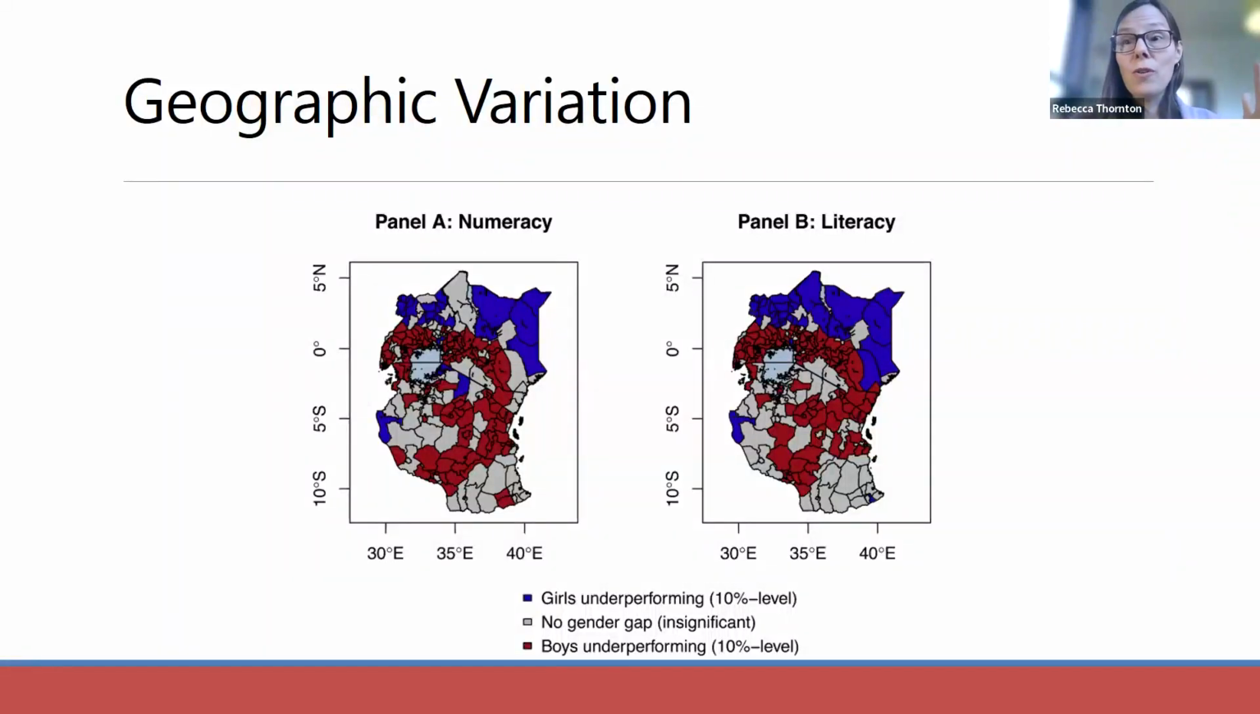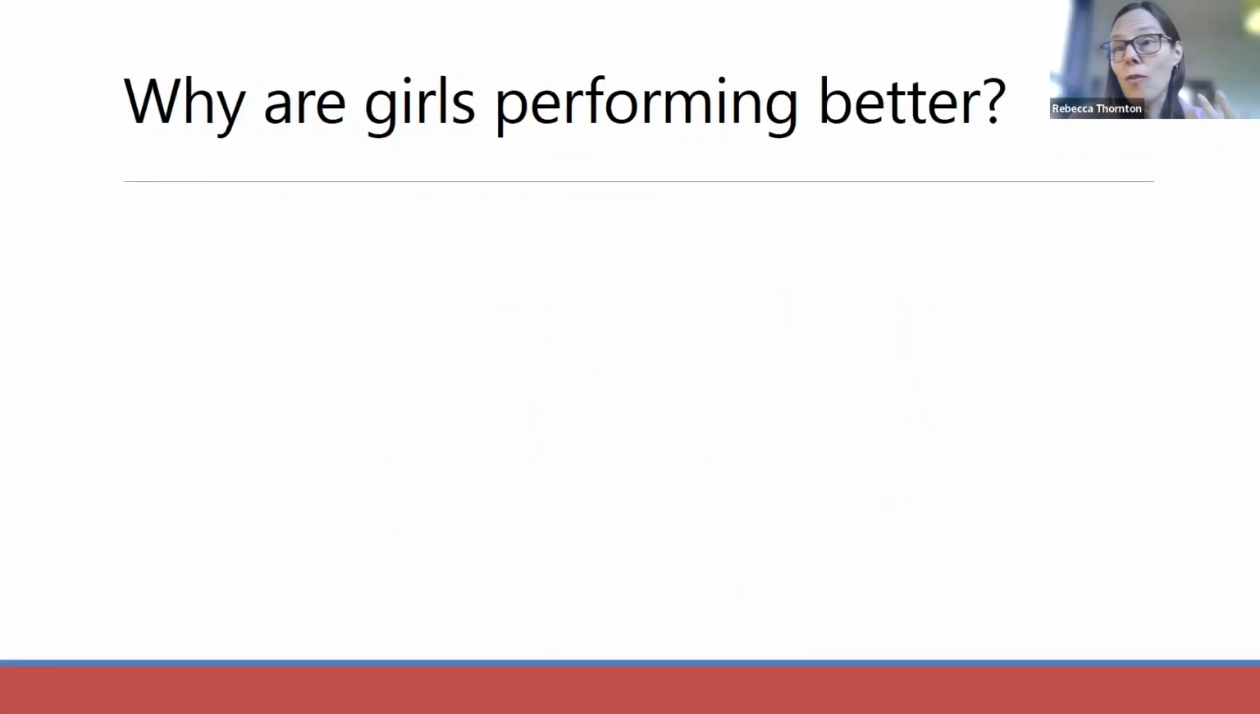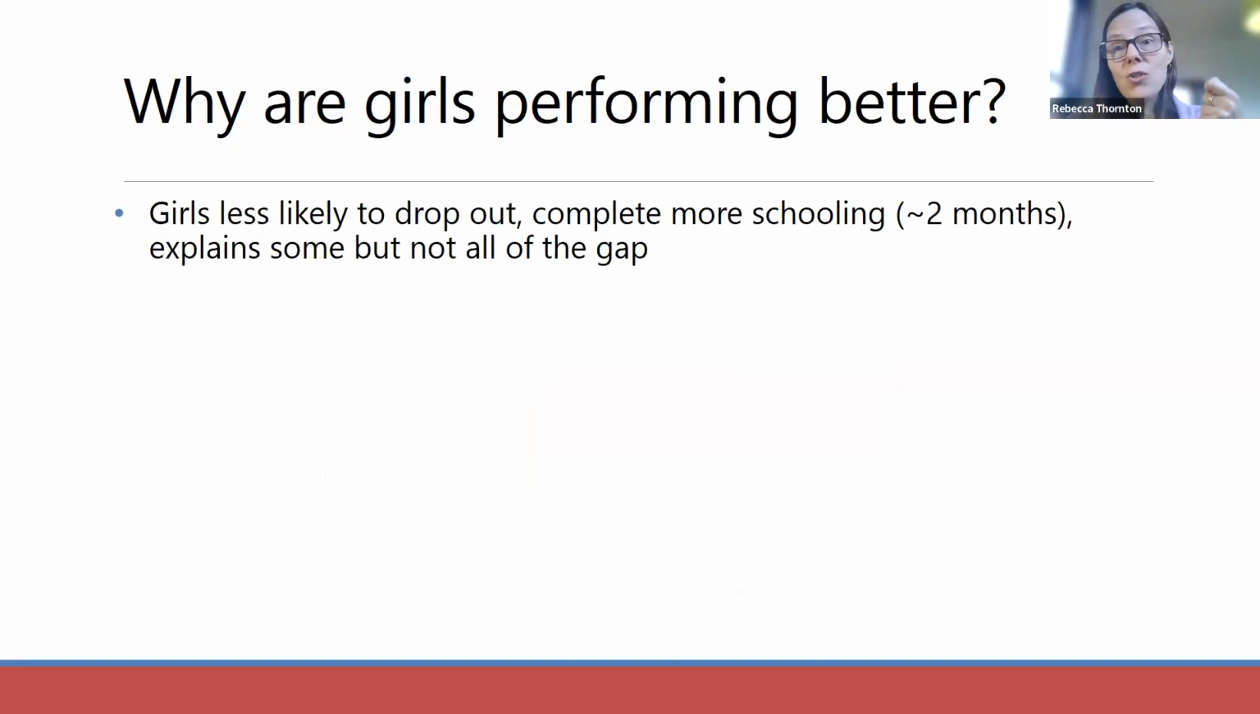And for those of you who are familiar with some of this geography, up in that blue area, up in Kenya and up in northern Uganda, are really some more remote areas that have more poverty associated with them. Now that is very similar to our overall findings of some mechanisms where we look at some different subgroups. We find that girls are less likely to drop out and they complete more schooling, about 2 months of schooling.